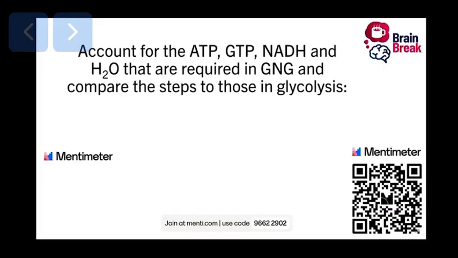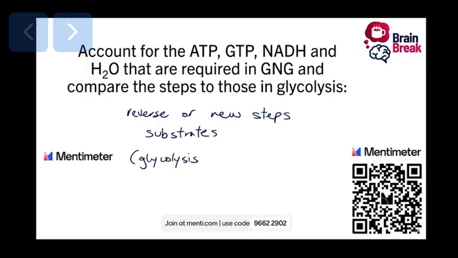Okay, so we did that. Oh yeah, I guess I should have put that up. Okay, so just go back and take a look and make sure you understand where they come from, right? So any reverse steps, or the new steps, they are going to be substrates. Whereas in glycolysis, they were products. Right? We made 2 ATPs in glycolysis, 2 NADHs in glycolysis, and 2 waters.